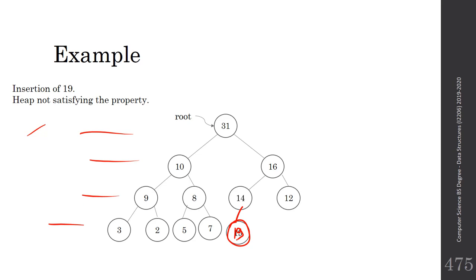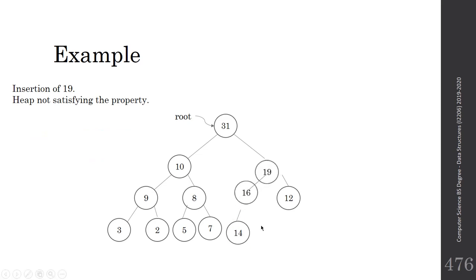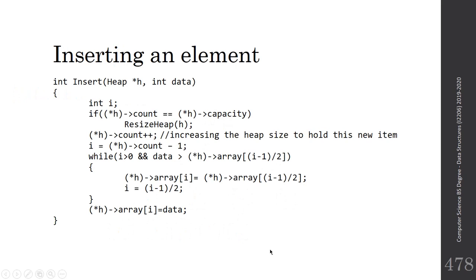I will compare it with its parent. 19 is greater than 14, so obviously I need to swap. 19 is greater than 16, again a swap. And 19 is not greater than 31, so it ends here. So when inserting an element, I will add it at the end, and then move up along one branch. Again, the complexity is log n.